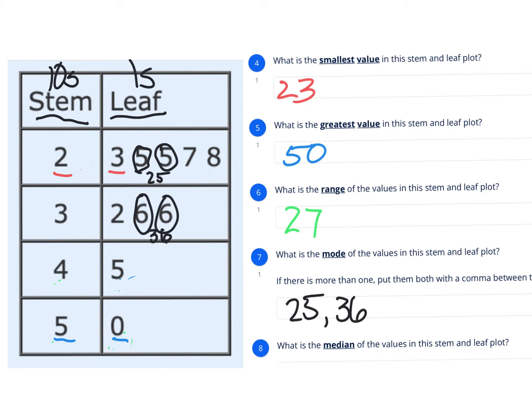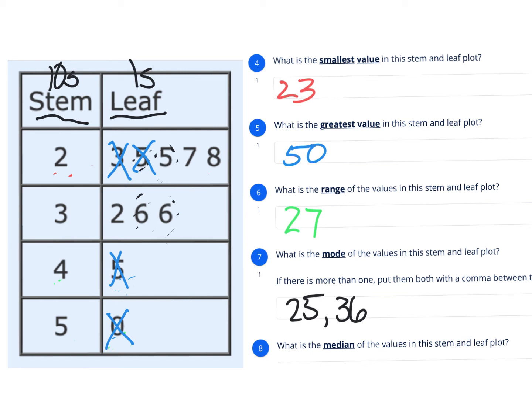All right, and then the last one says, what is the median of these values? Okay, if we're going to do median, I'm going to erase this a little bit more so we can see it. Median means the middle. So we're going to find the number that's in the middle. What you could do is cross out the biggest number, 50. Cross out the smallest number, 23. Cross out the next biggest number, 45. The next smallest number, 25. And we're going to go back and forth until we get to the middle.